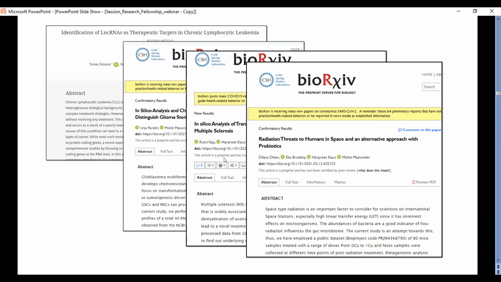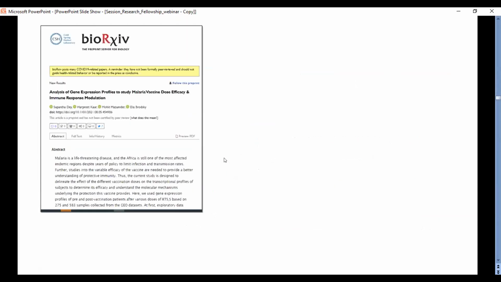Besides oncology and neuroscience, we also worked in the field of infectious disease. For example, Mr. Supantha Dey completed his project in the field of infectious disease, particularly malaria. He worked on a project entitled Analysis of Gene Expression Profile to study malaria vaccine dose efficacy and immune response modulation, using transcriptomics data of the patients and various data mining techniques.